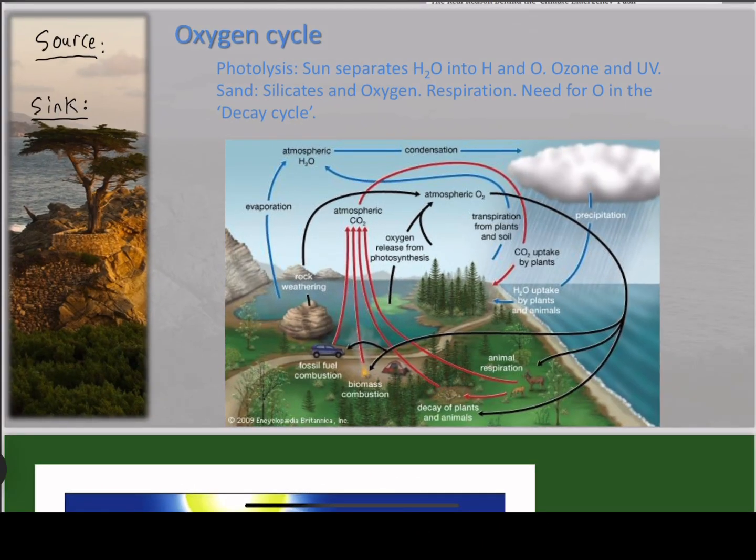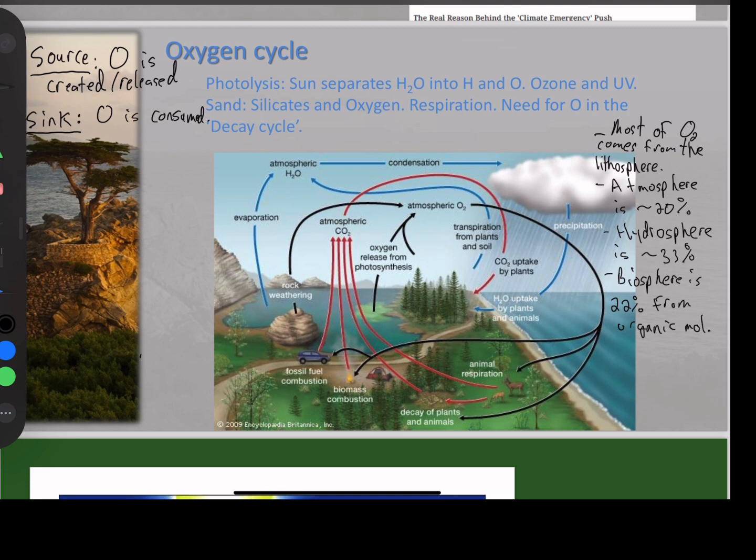Now, like every other cycle, the oxygen cycle is what really helps move oxygen around the earth, but it is quite complicated. So we could break it down into two categories when we look at each part of the cycle. One is a source, and that's where oxygen is, you could say, created or released. And then you have a sink where oxygen is consumed. So certain parts of the cycle consume oxygen and other parts generate oxygen.